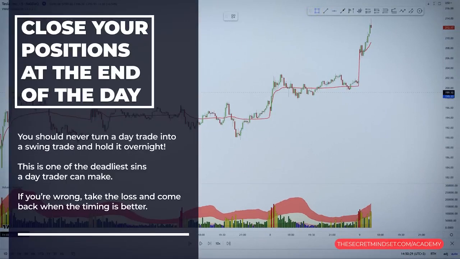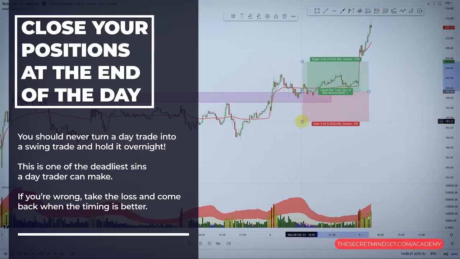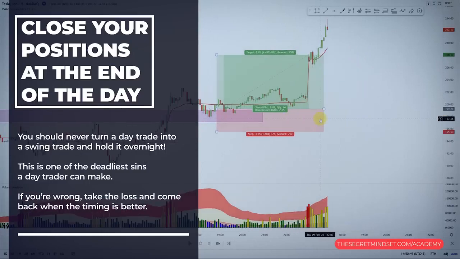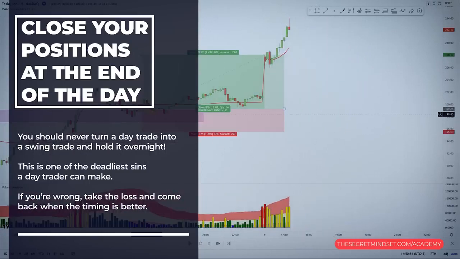I now have a simple rule when I'm day trading. I must close my positions at the end of the day, even at a loss. You should never turn a day trade into a swing trade and hold it overnight. You know the feeling. You open a trade hoping for a quick profit, and instead of closing it, you find yourself justifying staying in a bad trade the second day. This is one of the deadliest sins a day trader can make.